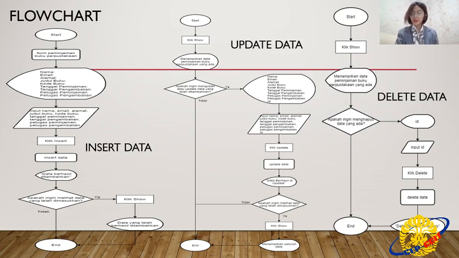Then, the last flowchart is a flowchart for deleting data. As before, click Show to see and find out which data will be deleted. Then, just fill in the ID of the data to be deleted and click Delete. That way, the data is successfully deleted.